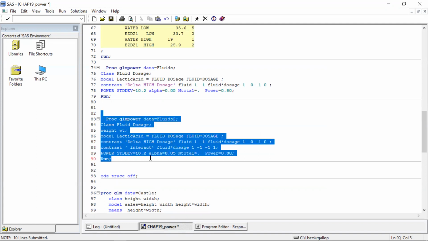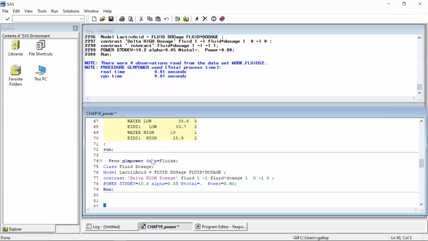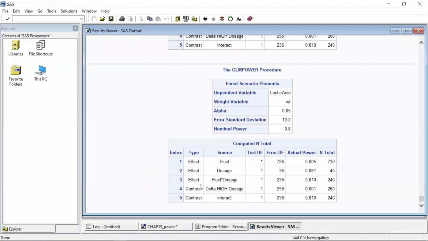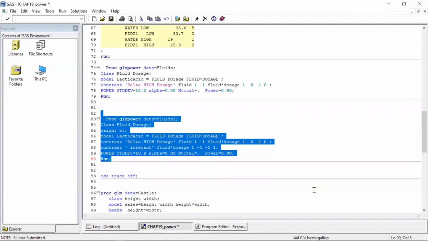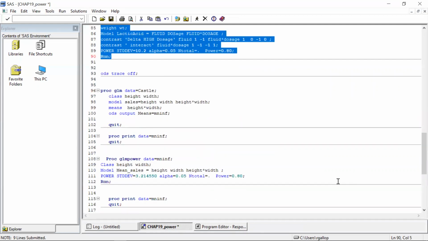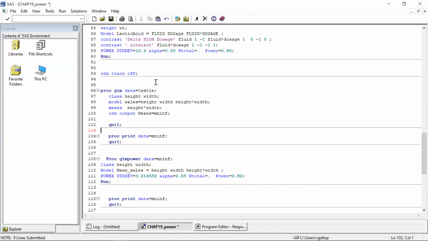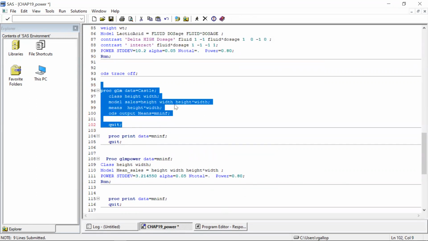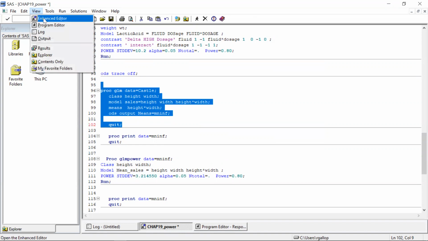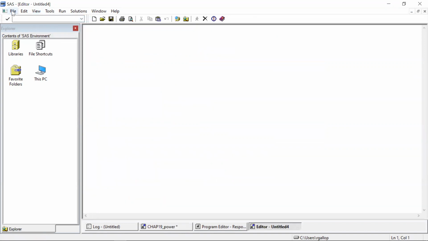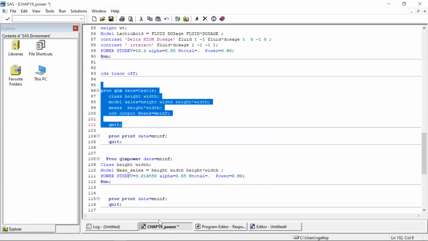So line 88 and the effect for the interaction gives us the same thing. The contrast, I made it the interaction. So we end up getting that there. I don't know if we have the Castle data loaded. So let me go ahead and just open up the Castle data real quick. Well, actually, we probably should have it open.